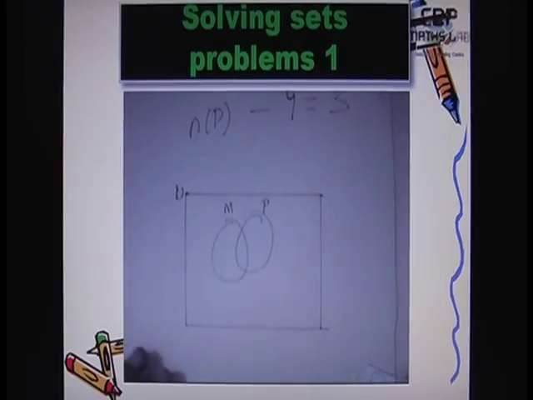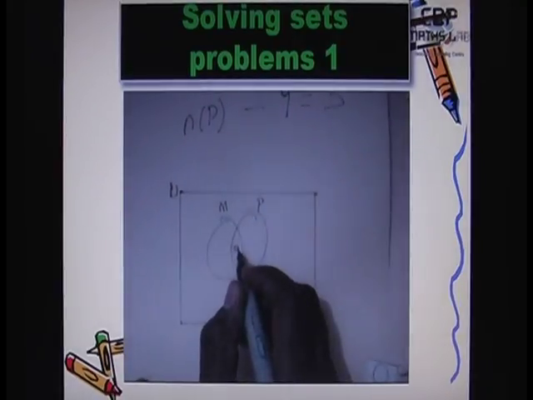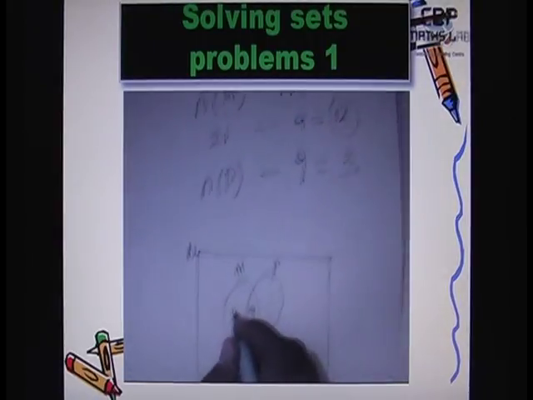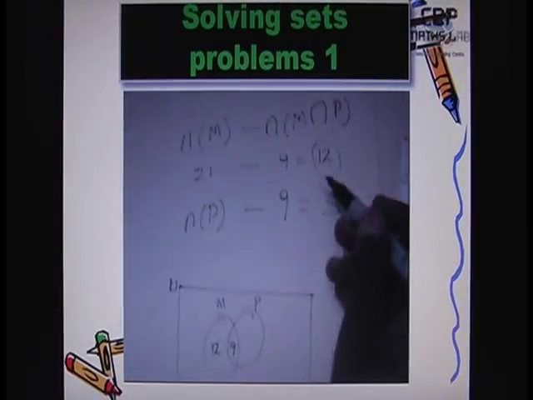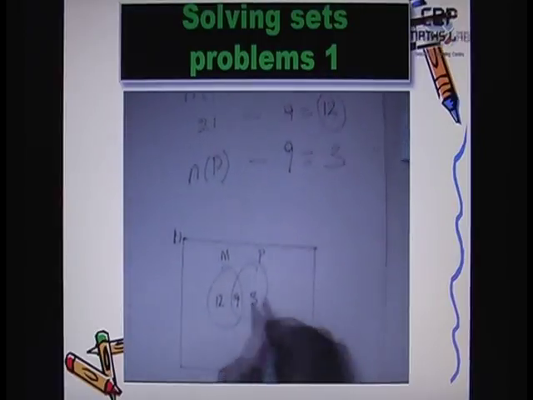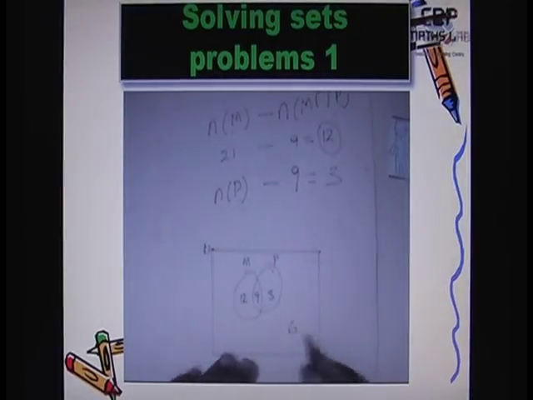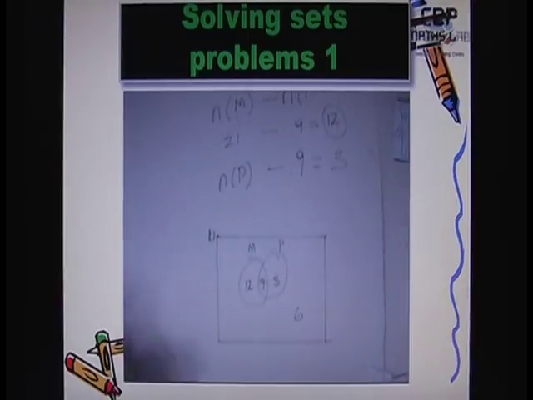Now the number of students who like both would have been what? 9. And for maths only it would have been 12. And for physics only it would have been 3. And for those who like neither maths nor physics it would have been what? 6. So you see? Basically that's what we do.